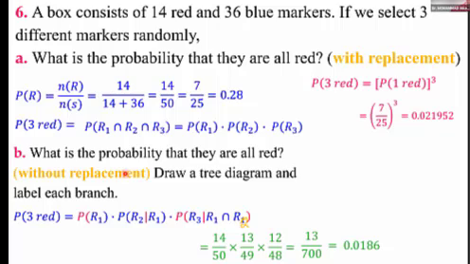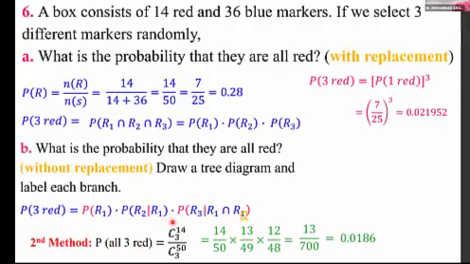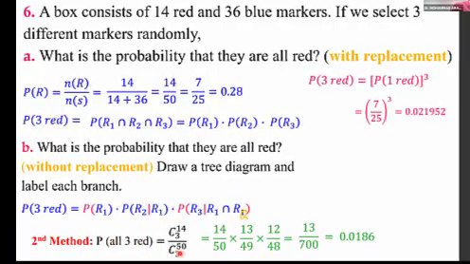I want to look at a different method. Probability of all red is n of all red over n of total. Let's start with the total. We have 50, total of 50, 14 plus 36, 50. And we want to choose 3. So order is not important. Combination of 50, choose 3. That would be the total sample size. However, since we want them to be all red, then combination of 14, choose 3.